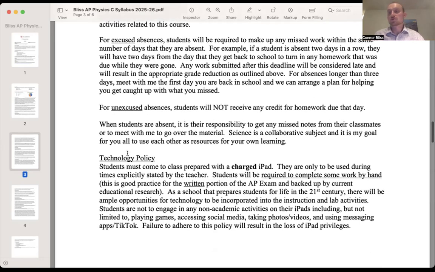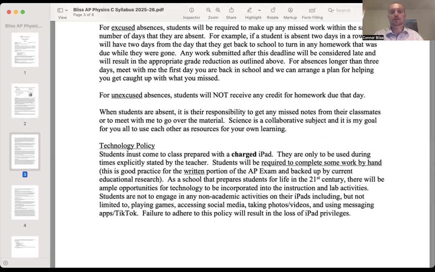And again, please do use each other as resources. If you are out, get notes from each other, and again, you can come talk to me. I can get you up to speed. I really want to make sure that whenever you come back to campus, you're ready to go with what we have.